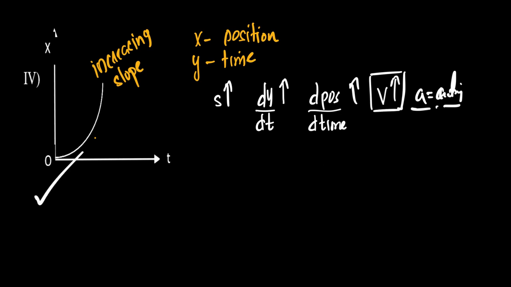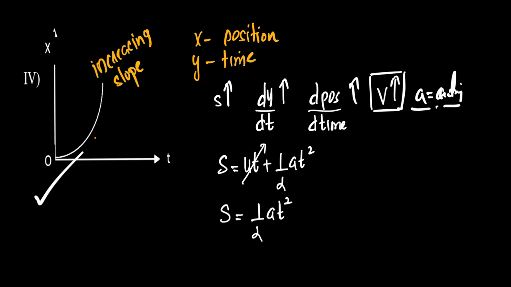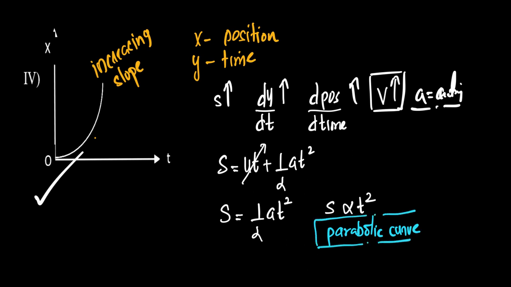Now, if we try to understand in a mathematical sense, let us see what is displacement time relationship. S is equal to ut plus half at square. The object is at rest, so u is 0. So S is equal to half at square, and therefore we can say that S is proportional to t square, and thus the graph should be a second degree equation, represented by a parabolic curve. Since we are given a parabolic curve here, this option is correct.